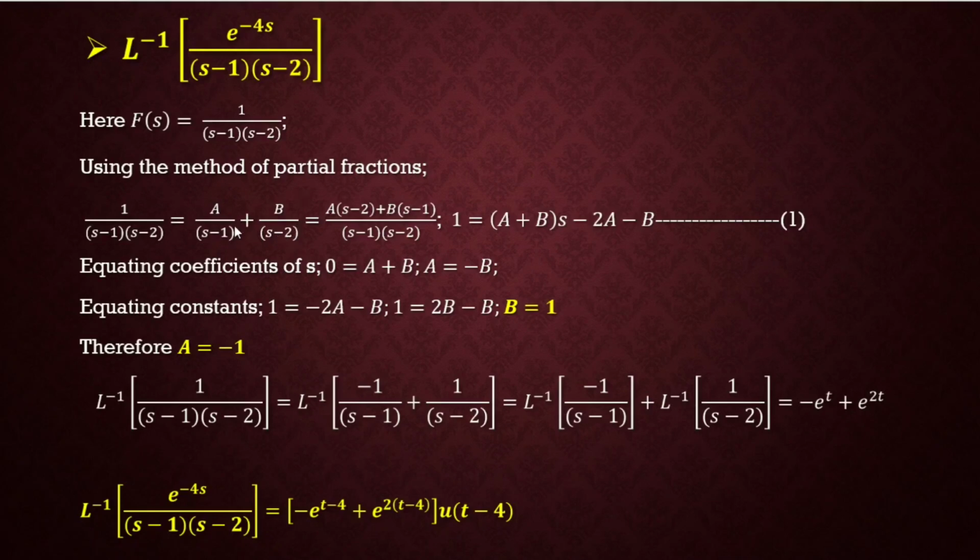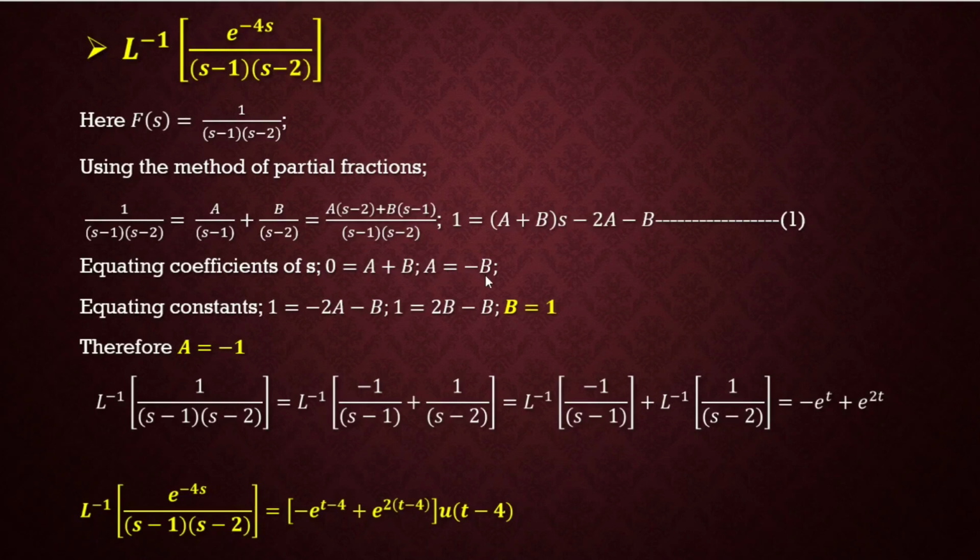Now we'll cross multiply and make the denominators equal on both sides of the equation. So a into s minus 2 plus b into s minus 1 by s minus 1 into s minus 2. Now we'll cancel out the denominators and the equation becomes 1 equal to a plus b into s minus 2a minus b. On equating the coefficients of s on both sides of the equation, we'll get 0 equal to a plus b, because on LHS we don't have any s terms. So the coefficient is 0, and on RHS the coefficient of s is a plus b.